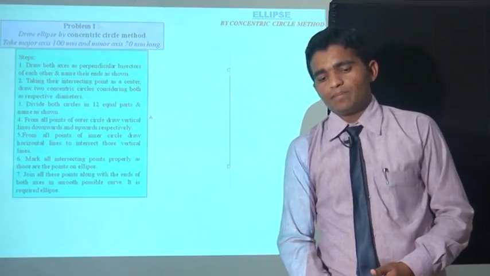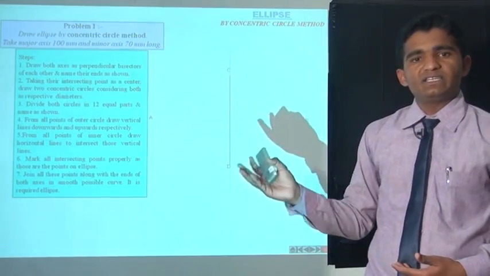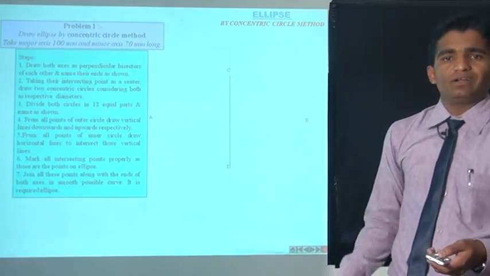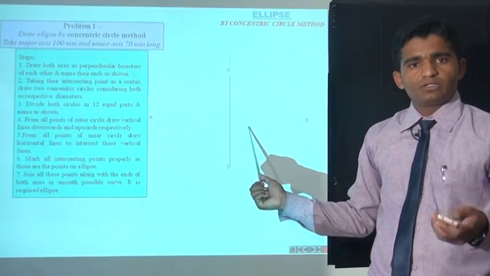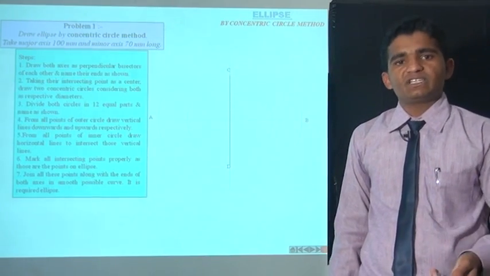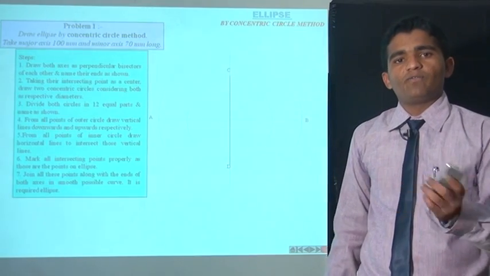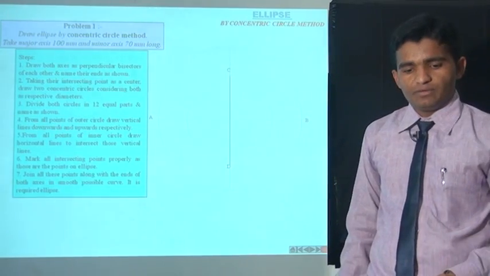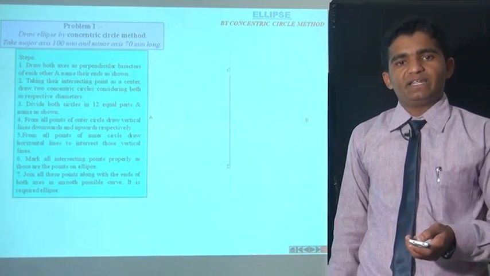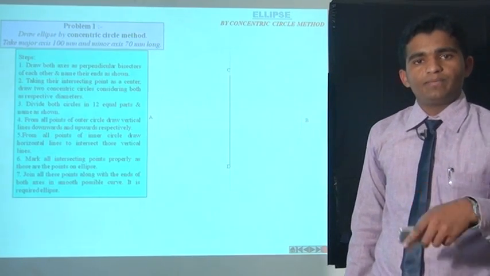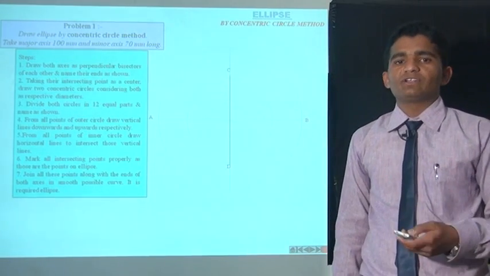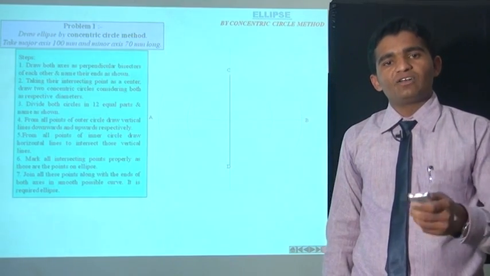And then the next step is to divide these two circles into 12 equal parts. Suppose I want to divide this circle into 12 equal parts. The perimeter of the circle is 360 degrees, so 360 divided by 12 gives the angle of one part. So if we draw inclined lines at 30 degrees, on the periphery of the circle we get the 12 equal parts of the inner circle and outer circle also, because those are concentric circles.